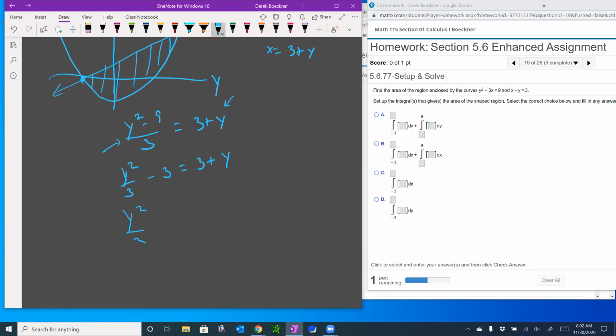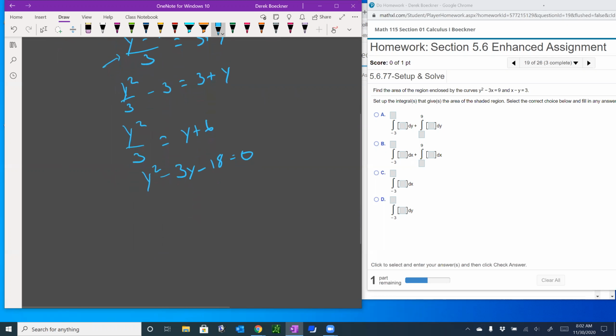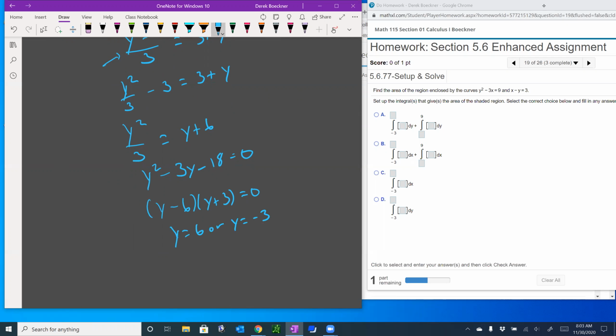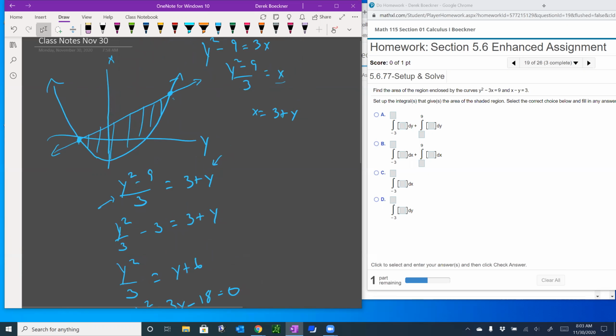So I get y squared over 3 equals y plus 6. Move stuff over here. Y squared, we'll multiply everything by 3, minus 3y minus 18 equals 0. Then I can factor that as y minus 6, y plus 3 equals 0. So y equals 6 or y equals minus 3. So it's going to tell me that this happens at y equals minus 3. This is at y equals 6.